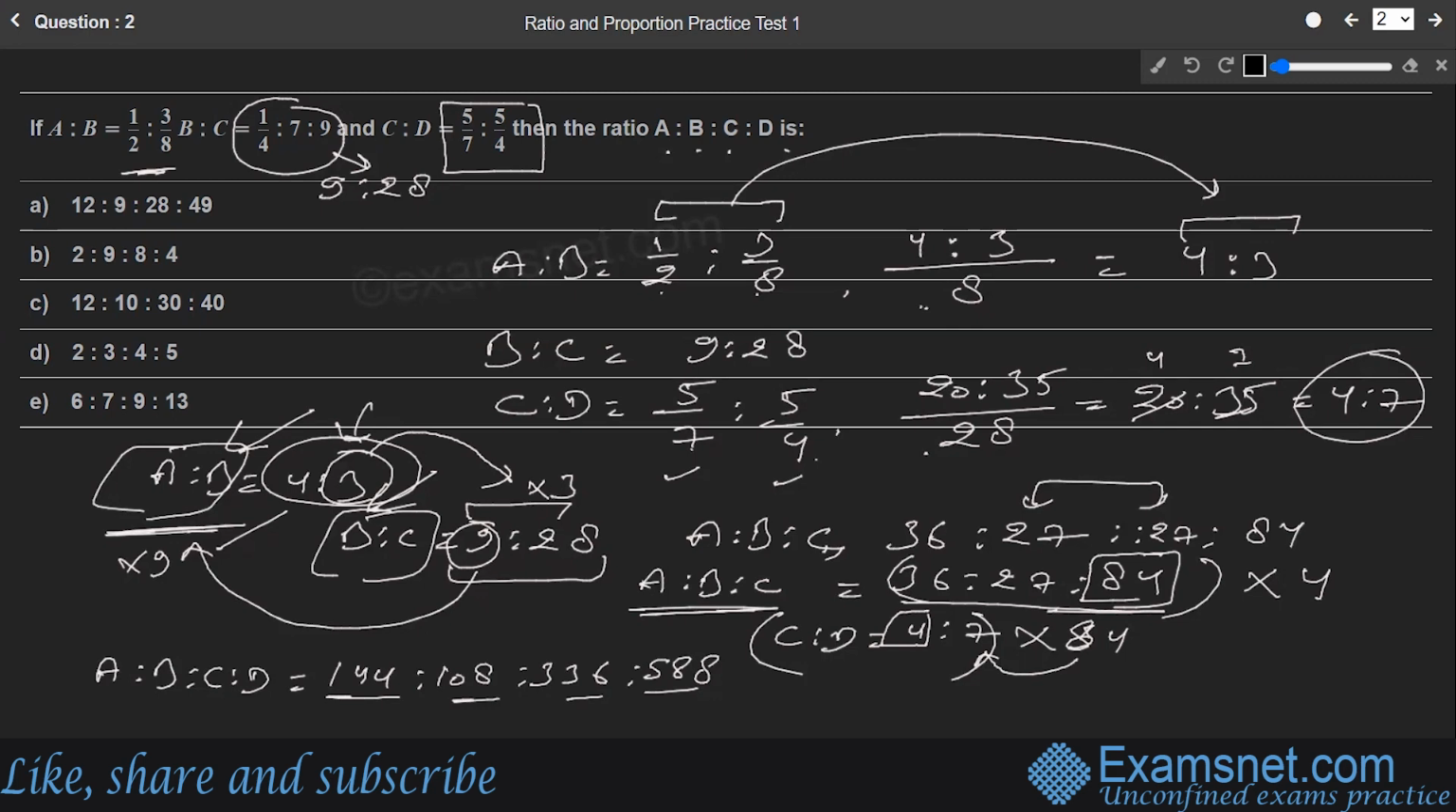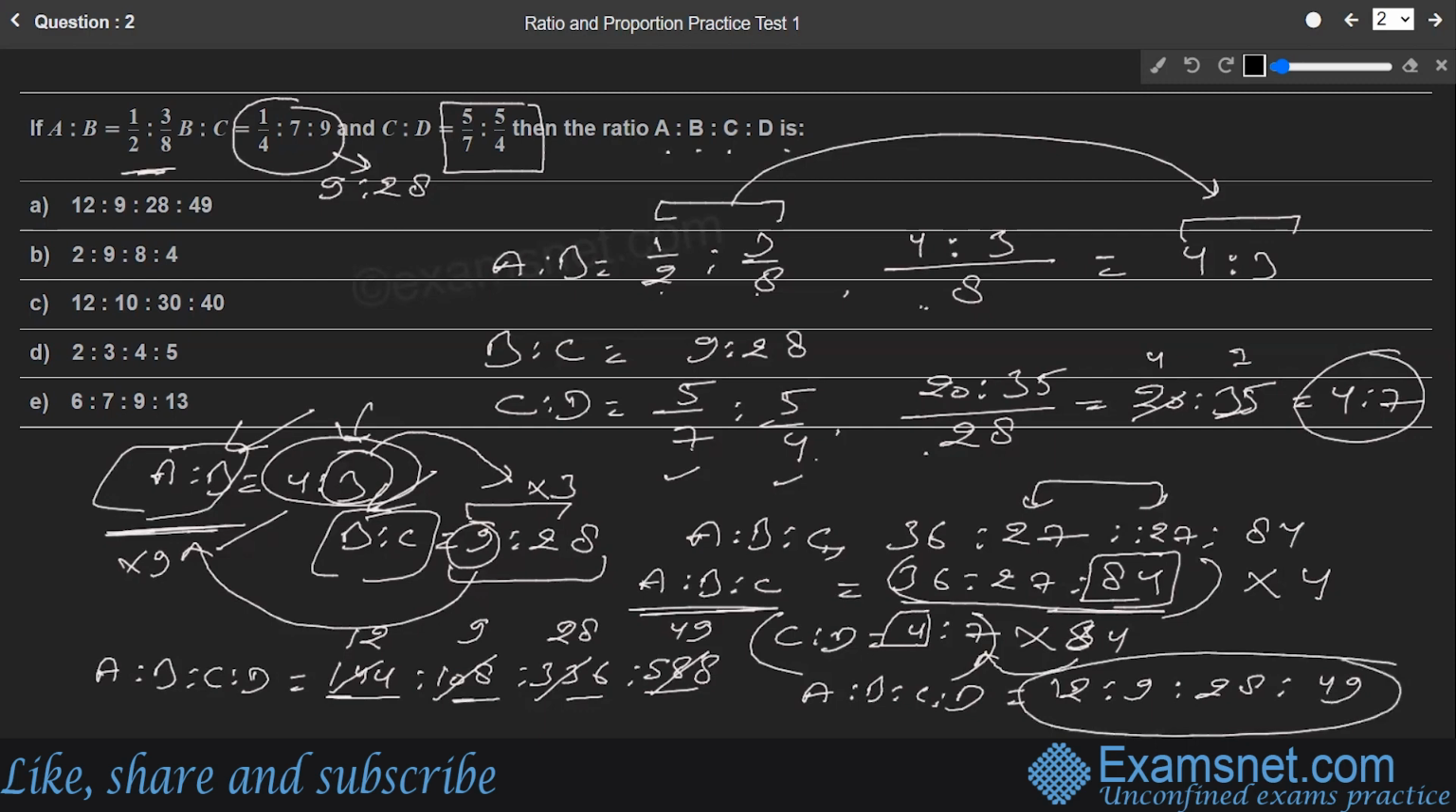So if I divide all the numbers by 12, 12 divides 144, giving you 12. If 12 divides 108, it gives you 9. If 12 divides 336, it gives you 28. If 12 divides 588, it gives you 49. So the ultimate ratio of A is to B is to C is to D is nothing but 12 is to 9 is to 28 is to 49. So that is the right answer of A is to B is to C is to D, 12 is to 9 is to 28 is to 49, which is available in option number A.